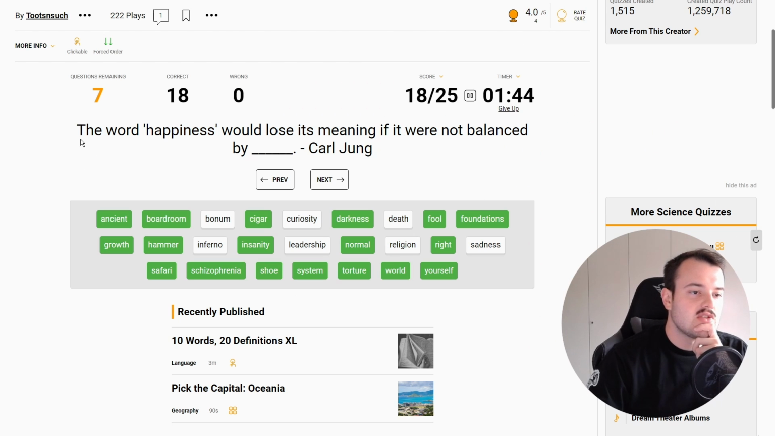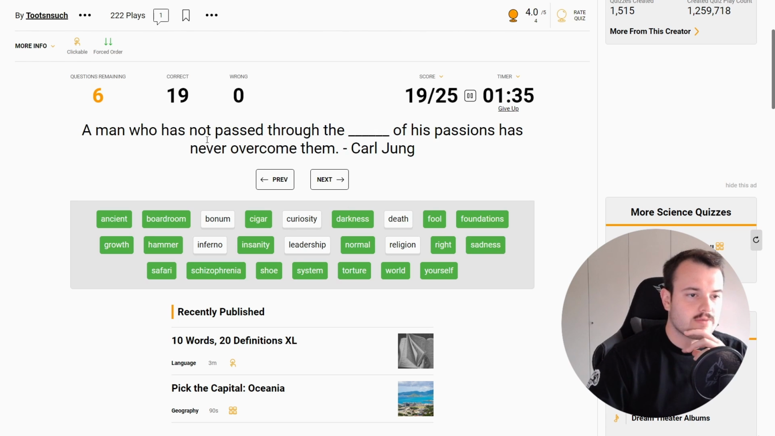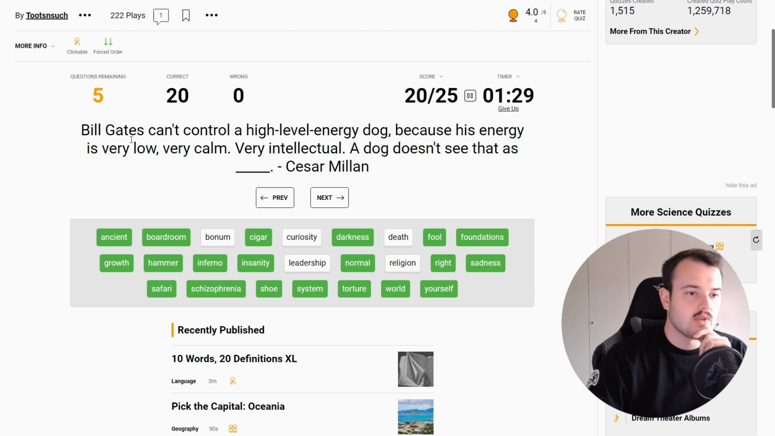Sometimes you make the right decision, sometimes you make the decision right. The word happiness would lose its meaning if it were not balanced by, it's going to be death or sadness. No, sadness, of course sadness. A man who has not passed through the inferno of his passions. It has to be inferno, right? Yeah, beautiful.